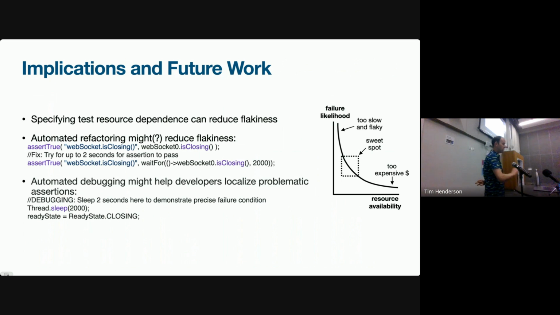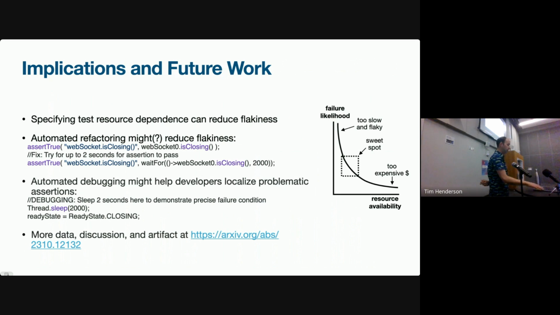We might also consider trying to help developers repair these problematic assertions by localizing the fault, maybe adding intentional delays before the code that emits the asynchronous event to force the failure to happen deterministically. And overall, I'm just generally interested in future work on flaky tests and resource availability.